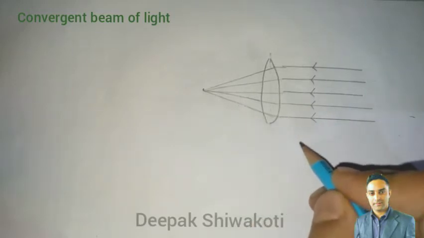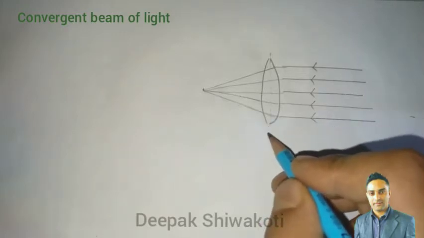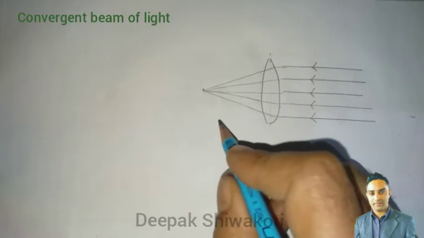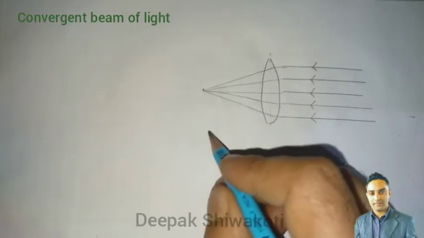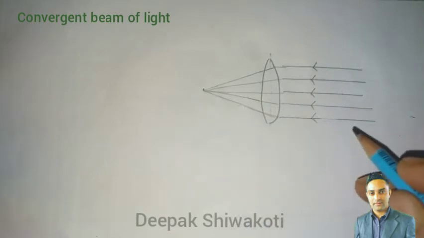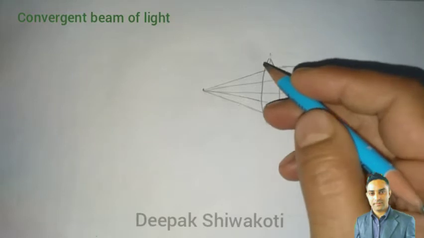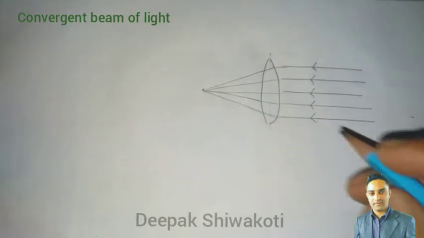These are parallel lines, right? Parallel lines, convex lens, right? Convex lens here, and these are a convergent beam of light. Okay, right? Convergent beam of light here. So in this manner we have to draw this. You can make this convex lens more nicely.